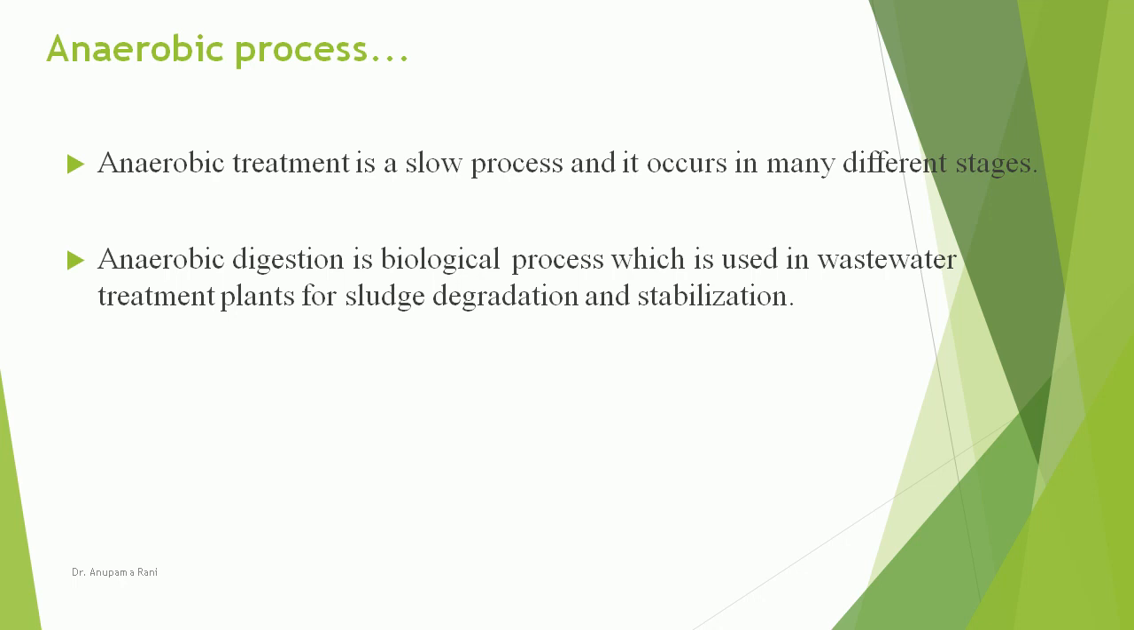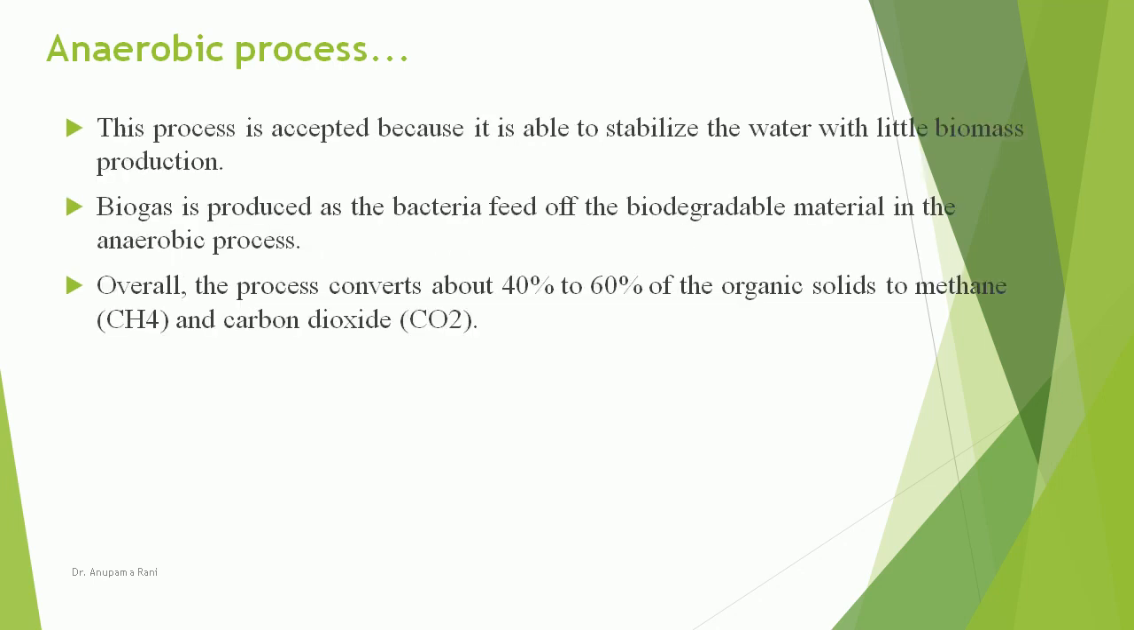Anaerobic digestion is a biological process which is used in wastewater treatment plants for sludge degradation and stabilization. This process is accepted because it is able to stabilize the water with little biomass production. Biogas is produced as the bacteria feed off the biodegradable material in the anaerobic process. Overall, the process converts about 40% to 60% of the organic solids to methane (CH4) and carbon dioxide (CO2).